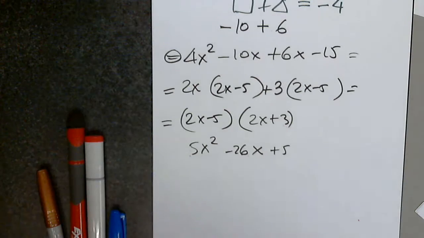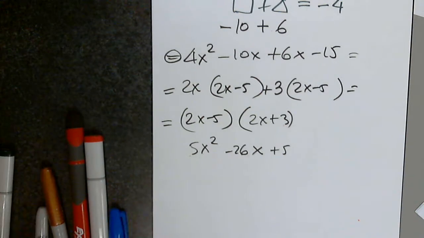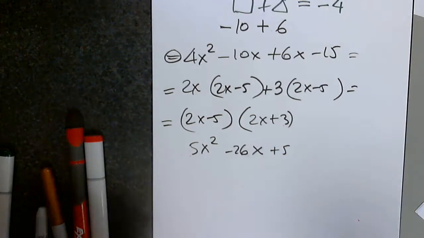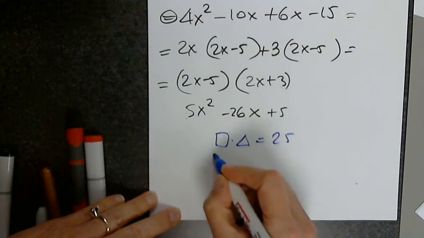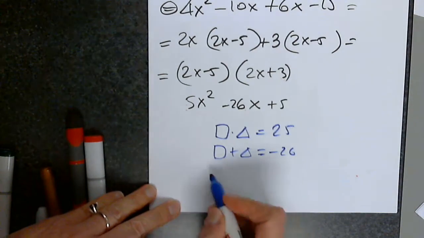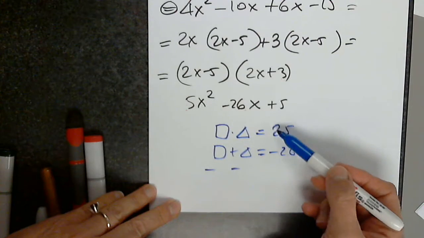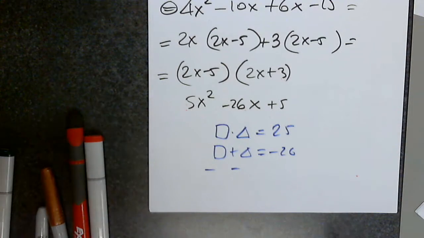So did we get the idea with this better? We feel better? So product is 25, sum is negative 26. Both have to be negative because the product is positive. Both have to have the same sign. But since their sum is negative, they must be negative.